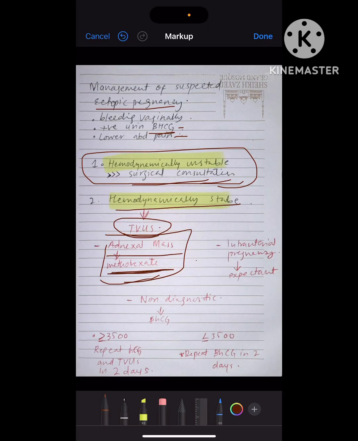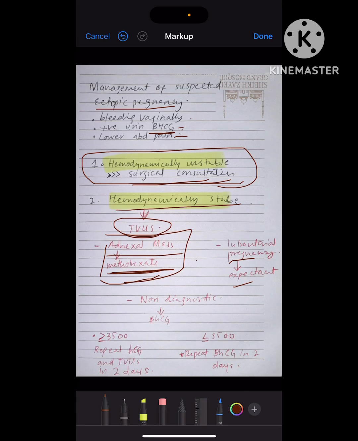Now the other case scenario, which is the best case scenario, is that you see a uterine pregnancy. In that case, you know that this is the fetal pole. You see the fetal pole, so you just let it go forward because this is a known pregnancy.